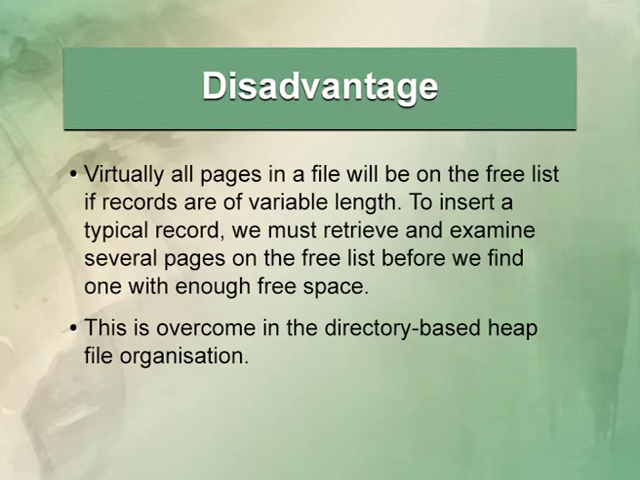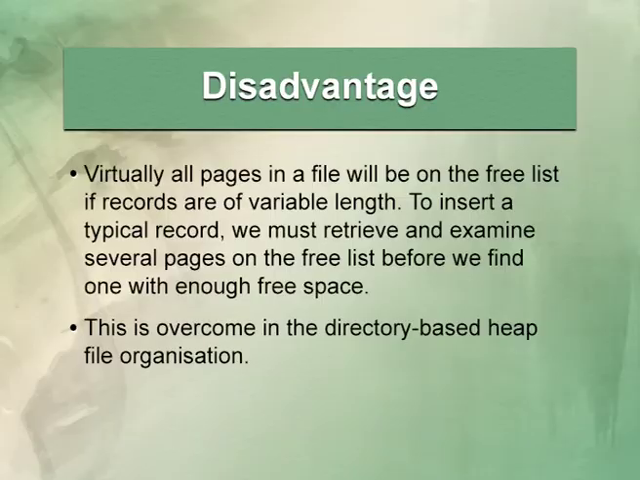We are maintaining the free space for the complete free space file records, but we are not taking care of the space which is left over for the variable length records. So, that needs to be taken care of. This is the disadvantage with this kind of doubly linked list. However, this can be overcome in the directory based heap file organization.